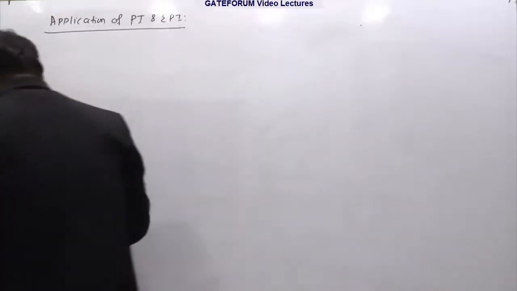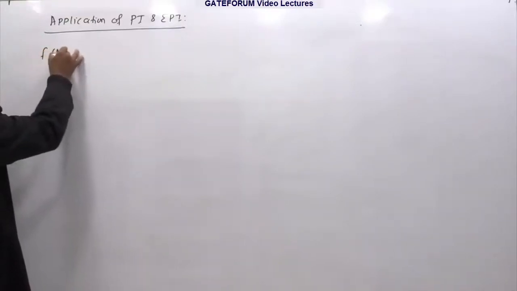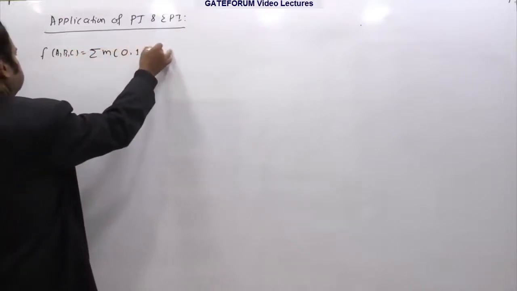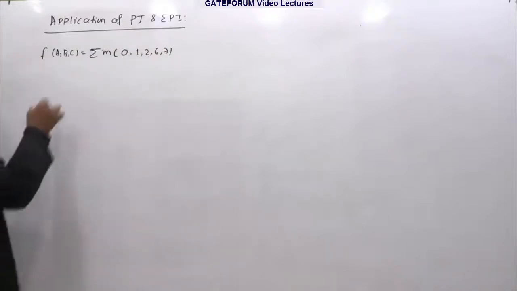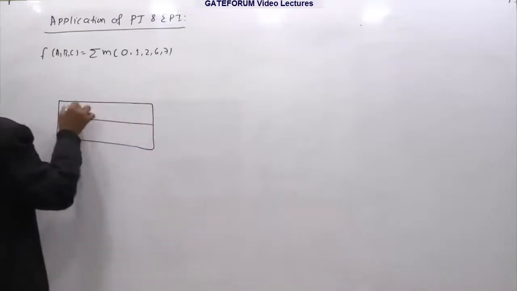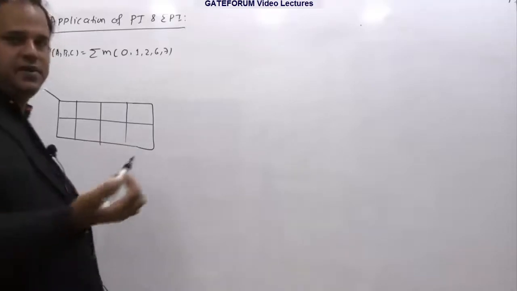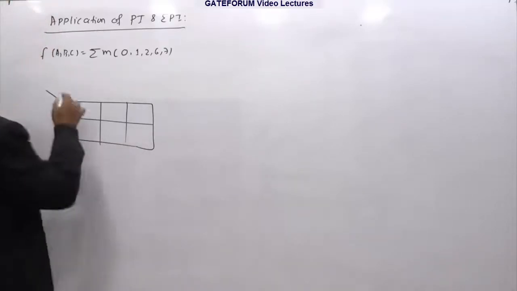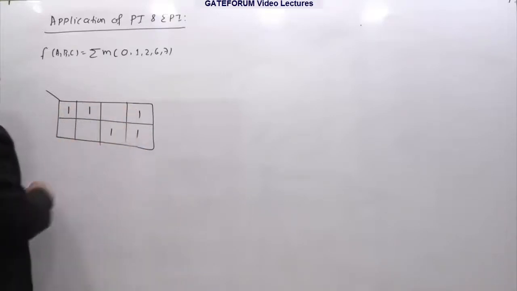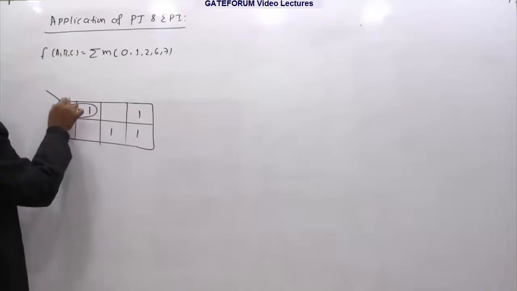To explain this, let me take a function f of ABC, with the min terms 0, 1, 2, 6, 7. We have already taken these min term combinations to identify PI and EPI. Now suppose somebody asks me to obtain its minimized expression. What should I do? I should first plot it: min term 0, min term 1, 3, 2, 4, 5, 7 and 6.